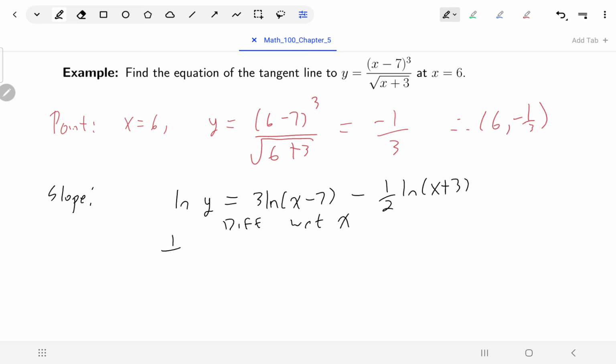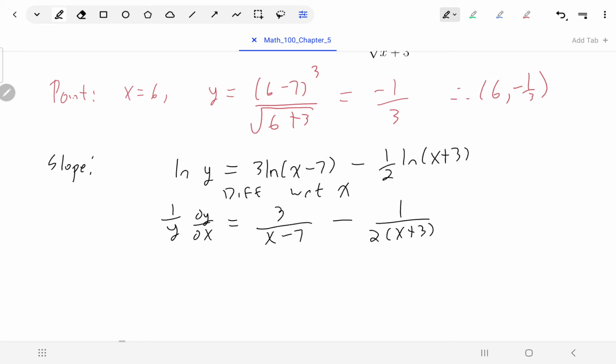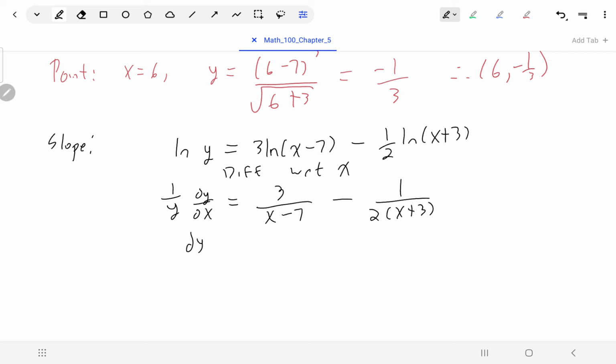I'd have on the left side 1 over y times the derivative, dy/dx, and on the right side I'd have two quick derivatives to find. 3 times 1 over (x minus 7) times the derivative of x minus 7, minus 1/2 times 1 over (x plus 3) times the derivative of x plus 3. And then the last thing I would want to do is bring up my y to have dy/dx, and it would be y times (3 over (x minus 7) minus 1 over 2(x plus 3)).